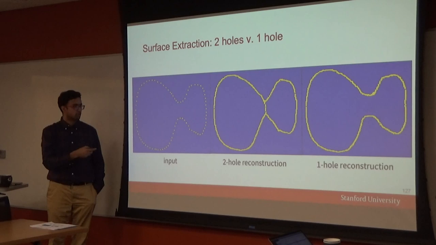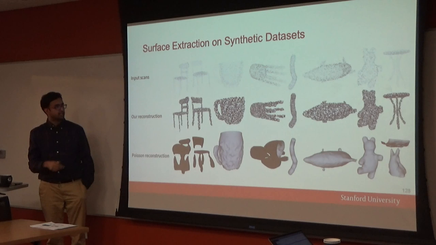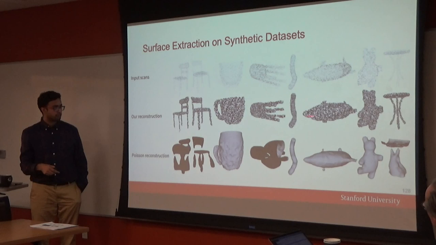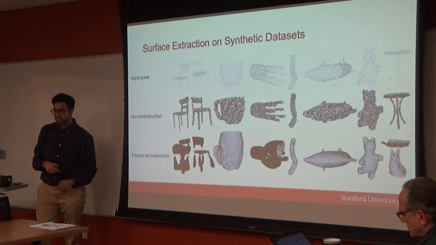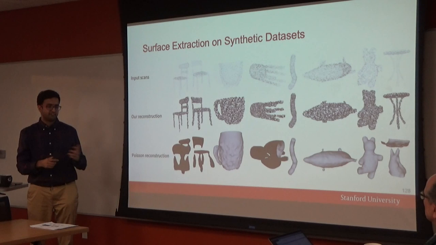So we do the same thing on 3D shapes, and we perform reconstruction on a number of input point clouds. We see that the reconstructions we provide are edgy, but they have the correct topology, while the reconstructions by the classical Poisson reconstruction technique are clean and smooth for manifold shapes, but fail in the case of real-world pointed shapes.